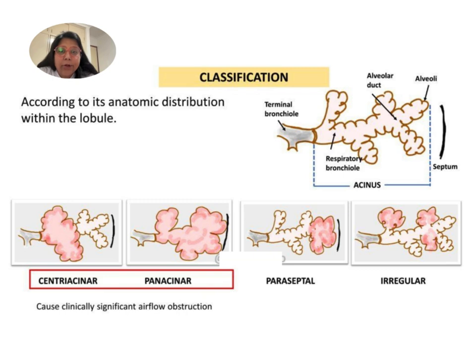As I have described, according to the anatomical distribution within the lobule, emphysema has been categorized into centriacinar, panacinar, paraseptal, and irregular forms. You can see here I have shown an acinus, which consists of a respiratory bronchiole, alveolar duct, and alveoli. In centriacinar type, the central part of the acinus is involved, that is, the part involving the respiratory bronchiole. In panacinar, the whole of the acinus is involved. In paraseptal, the periphery of the acinus is involved. And in irregular types, the distribution is irregular, associated with scarring.